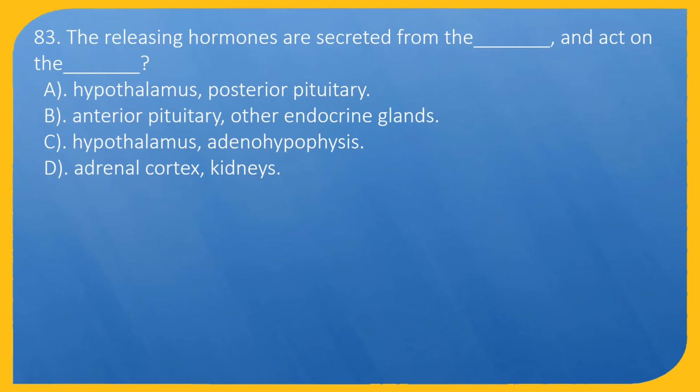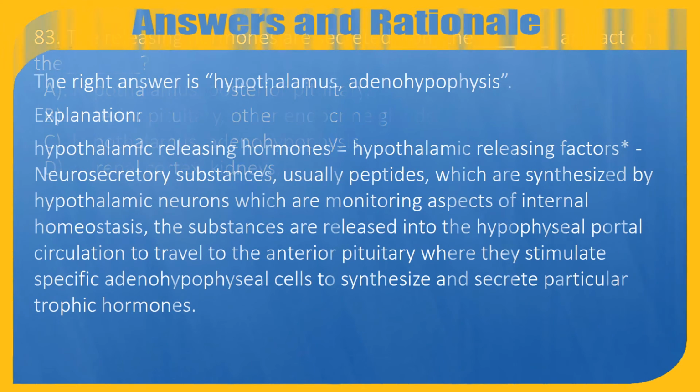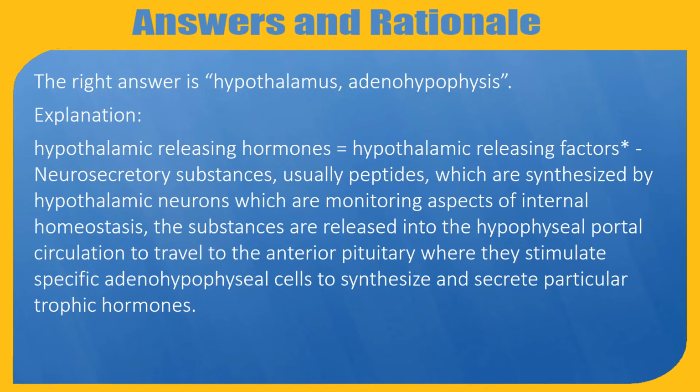Question 83. The releasing hormones are secreted from the blank, and act on the blank? A. hypothalamus, posterior pituitary. B. anterior pituitary, other endocrine glands. C. hypothalamus, adenohypophysis. D. adrenal cortex, kidneys. The right answer is hypothalamus, adenohypophysis.